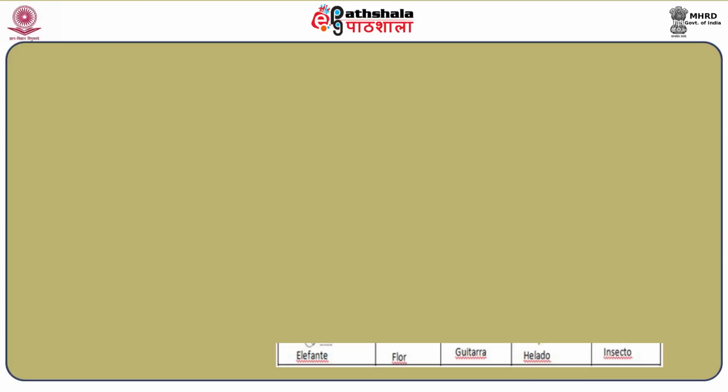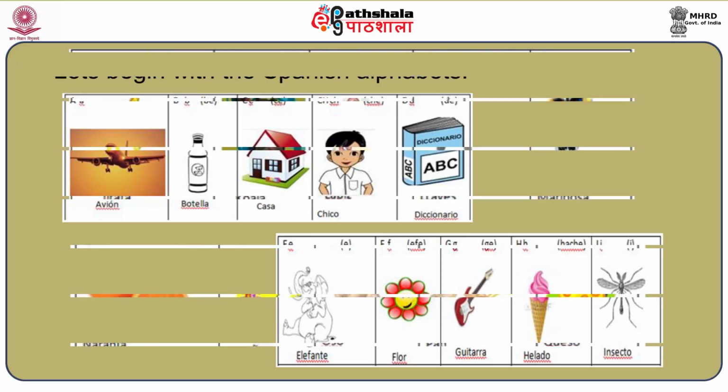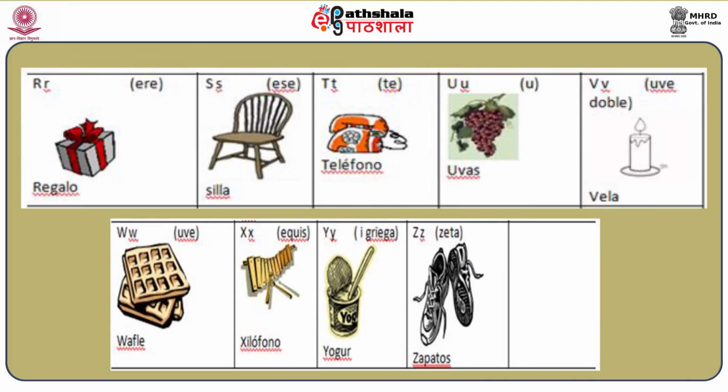So the Spanish alphabets are A, B, C, Ch, D, E, F, G, H, I, J, K, L, Ll, M, N, Ñ, O, P, Q, R, S, T, U, V, W, X, Y, Z.